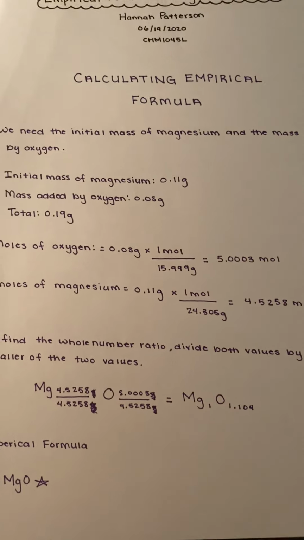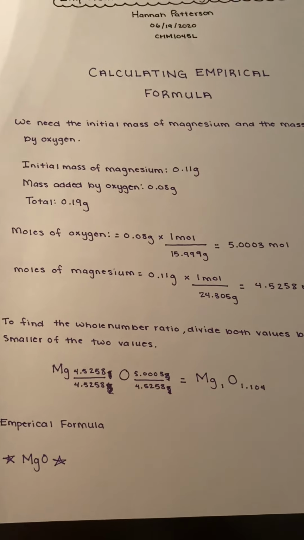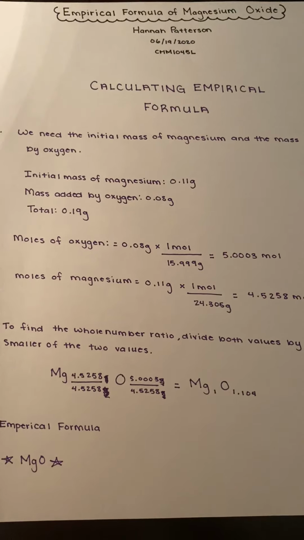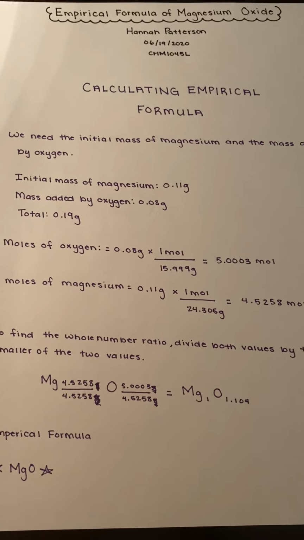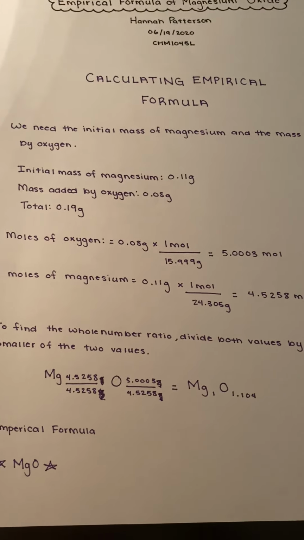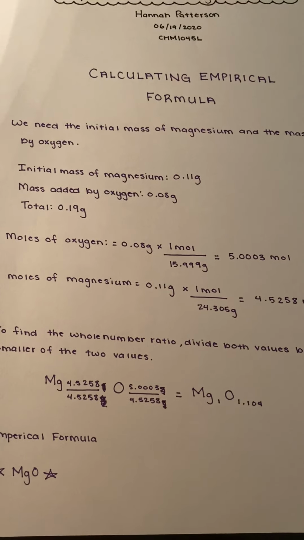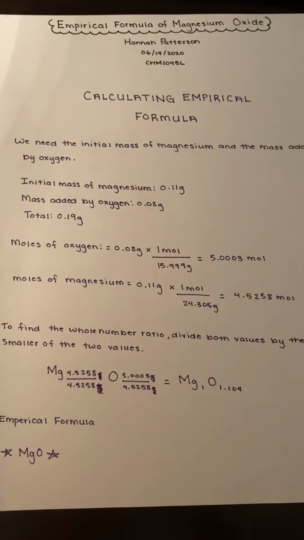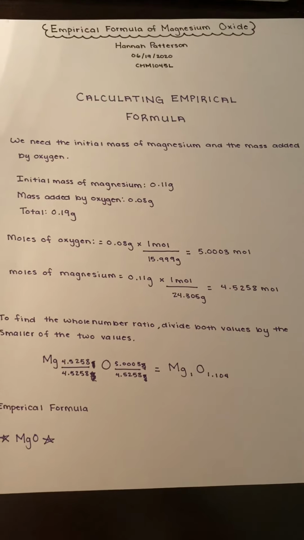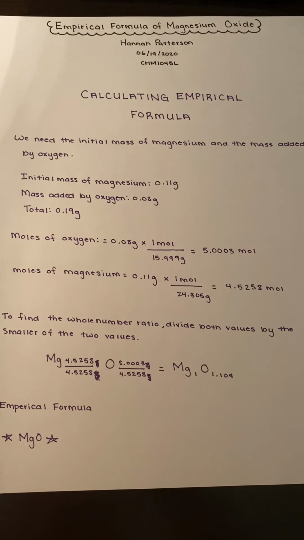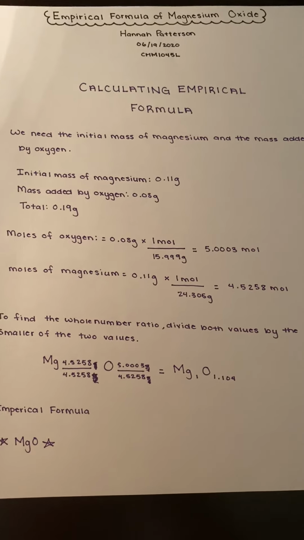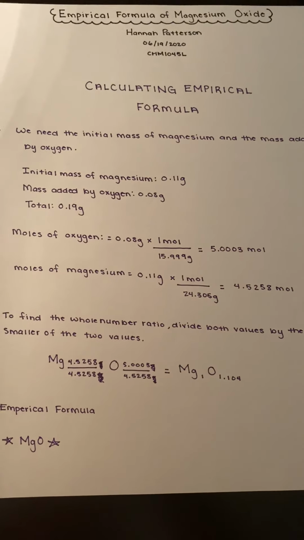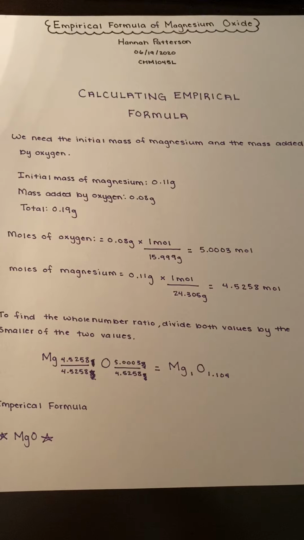So in order to find the mass that was added by oxygen, which we need for the empirical formula, you subtract the mass of magnesium from your total mass, and you end up with your 0.08 grams mass added by oxygen. So the first step in actually calculating, we have our moles of oxygen and our moles of magnesium. Both of these values are going to be what we need to calculate the actual empirical formula.